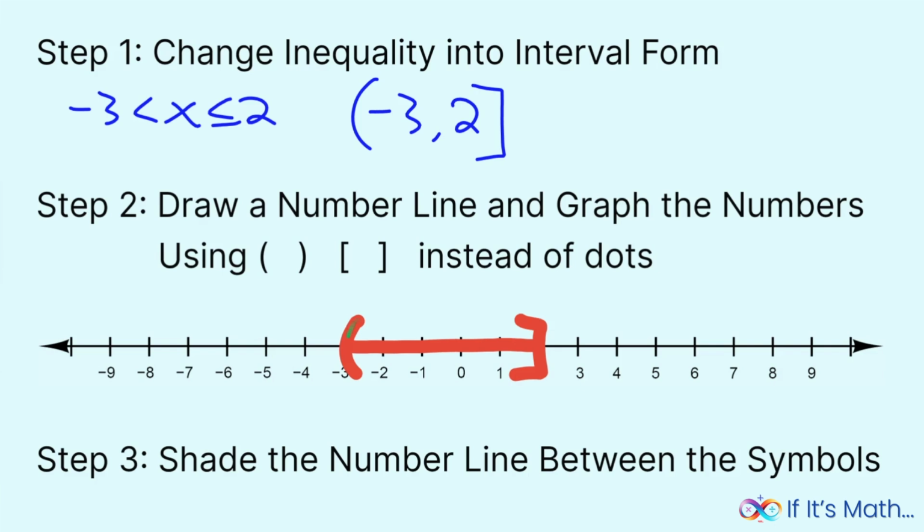Again, you can see we've got less than because it's parentheses, and then less than or equal to because of the 2. And so anything that falls in this range is going to satisfy that inequality.